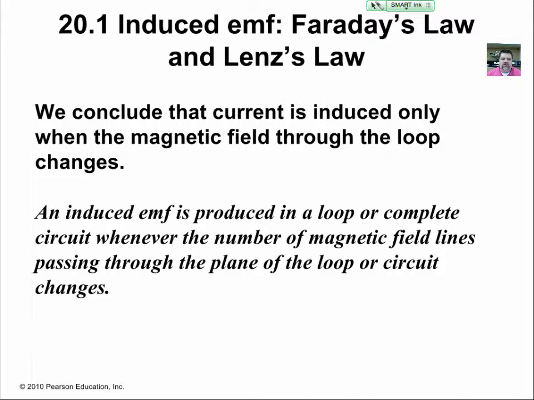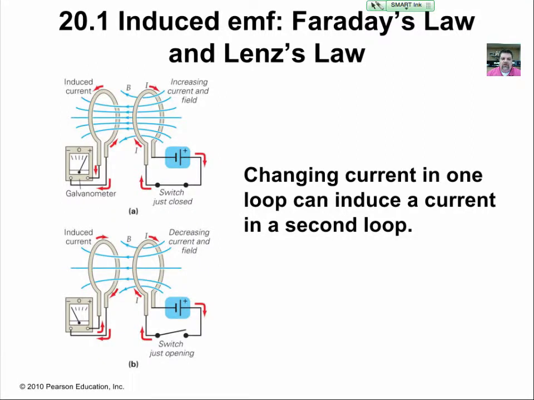So we conclude that the current is induced only when a magnetic field moves through the loop, and the induced EMF is produced in a loop or a complete circuit whenever the number of magnetic field lines passing through the plane of the loop or circuit changes. So changing current in one loop can induce a current in a second loop. And so here in this scenario, we have a magnetic field that goes through two different loops, and then we have a power source here where the current flows through, and that could have an impact on the second loop here.